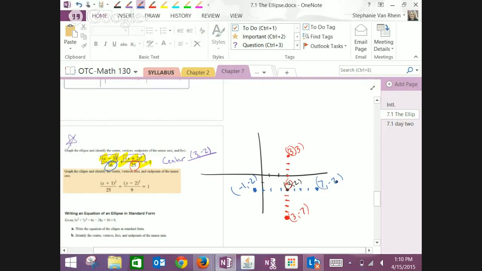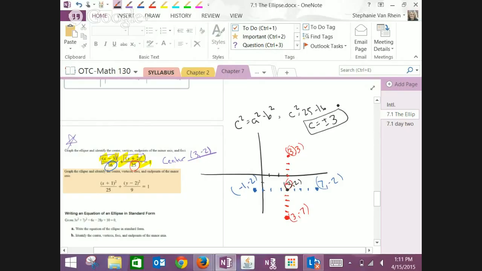So the last thing to find is the focal point. The focus points are always on the major axis, right? And for the focus point, c squared is a squared minus b squared. So in this case, c squared is 25 minus 16, which is 9. So c would be plus or minus 3.